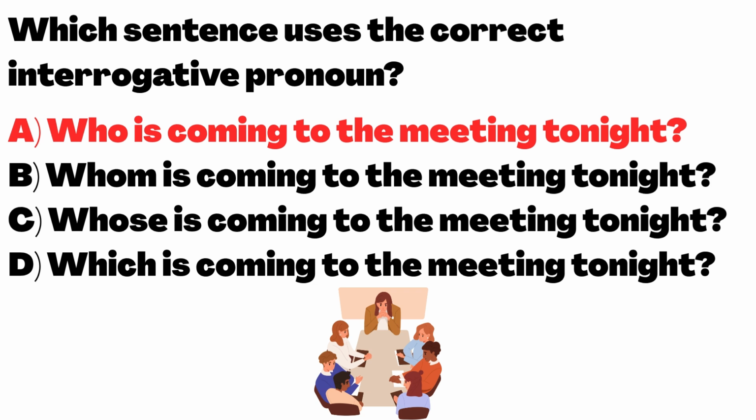The correct response is A. Who is coming to the meeting tonight?